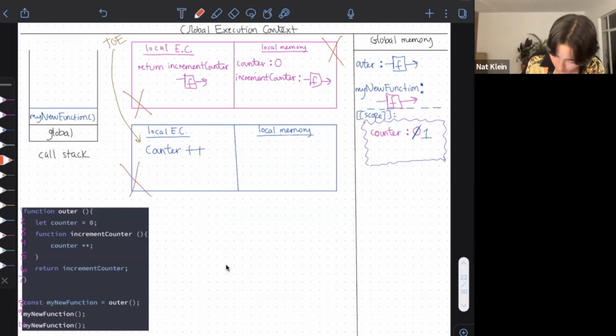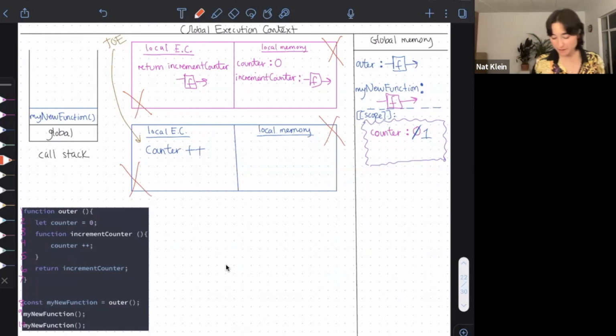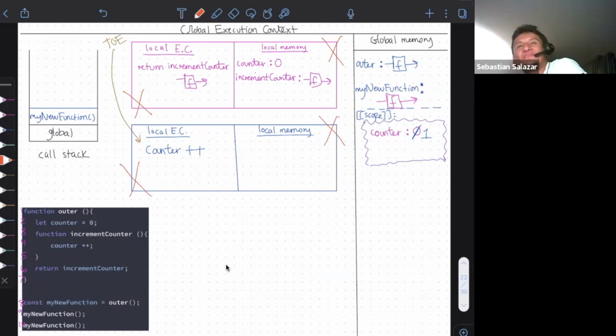So we are eligible. Sorry. Go ahead. You walk me through how JavaScript's going to clean this up. So my new function's local execution context is going to be eligible for garbage collection, and the thread of execution is going to weave back out into the global execution context, and the my new function stack frame is going to be popped off the call stack.